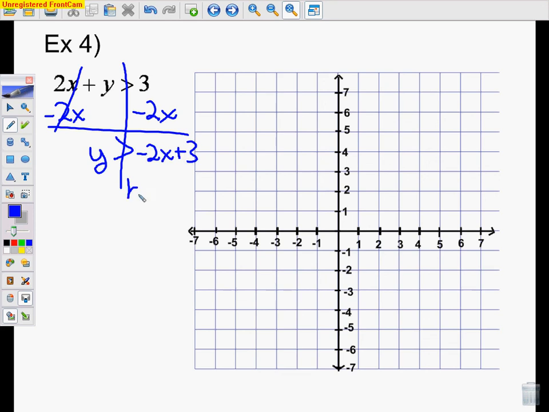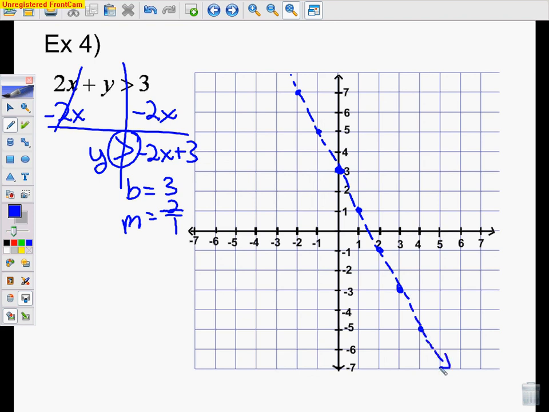Now y is by itself, so we know that the y-intercept is 3, and the slope is negative 2 over 1. So our y-intercept, 3. Y-intercept goes on the y-axis. Our movement to make other points would be down 2, right 1. Down 2, right 1. Or you could also go up 2, left 1. Now, before you just connect the dots, remember you have to consider dotted or solid. This is going to be a dotted line because it was a greater than symbol. All right? So we're going to connect the points here with a dotted line.